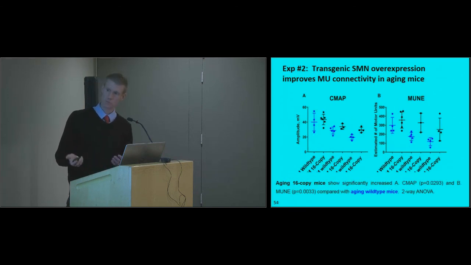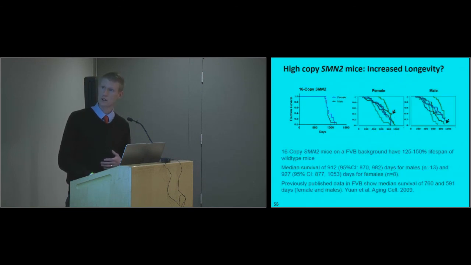Next thing, small numbers. Again, I apologize, I don't know why my graphics have gotten distorted here, but basically we have 4-month, 18-month, and 26-month mice, and you can see that CMAP and MUNI in aging seem to be improved. MUNI more than CMAP. I don't know what to make of that, but that was pretty encouraging for the aging responses. This is just showing you the graph of the survival.